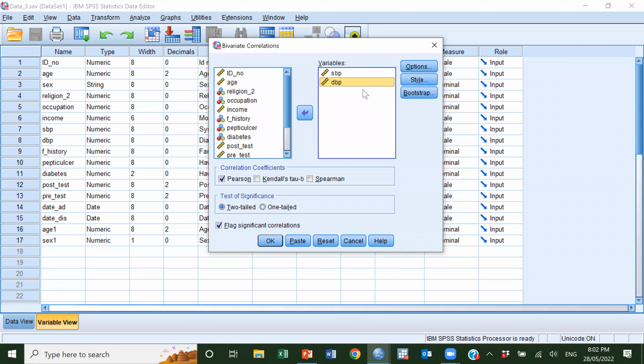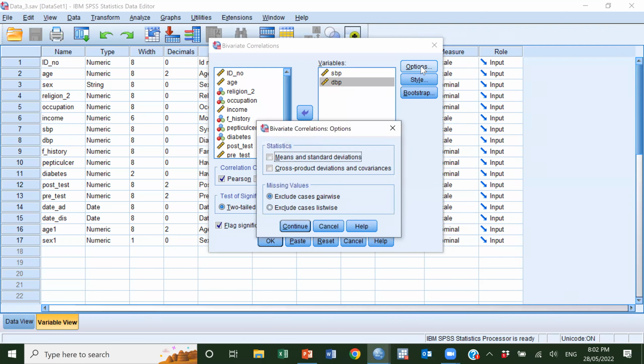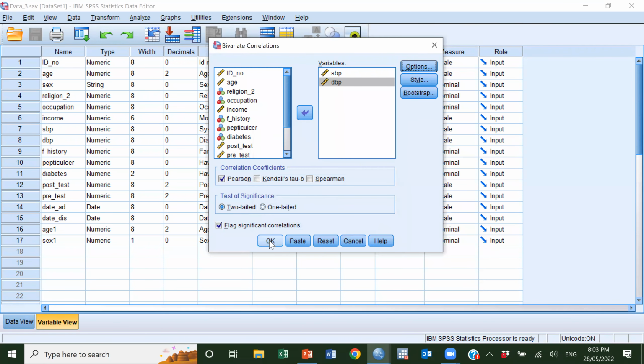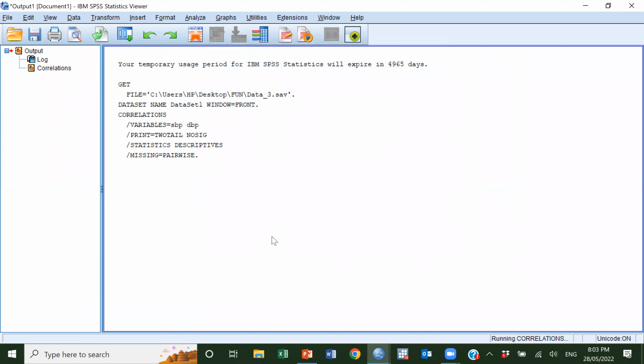If you want to get the descriptive statistics like mean and standard deviation, though it is not mandatory, you can use the option. Click on Options, select means and standard deviations, but it's not necessary. Am I clear? Yes, sir. So if you want, do this. If you do not want, no need. Then just click on OK.